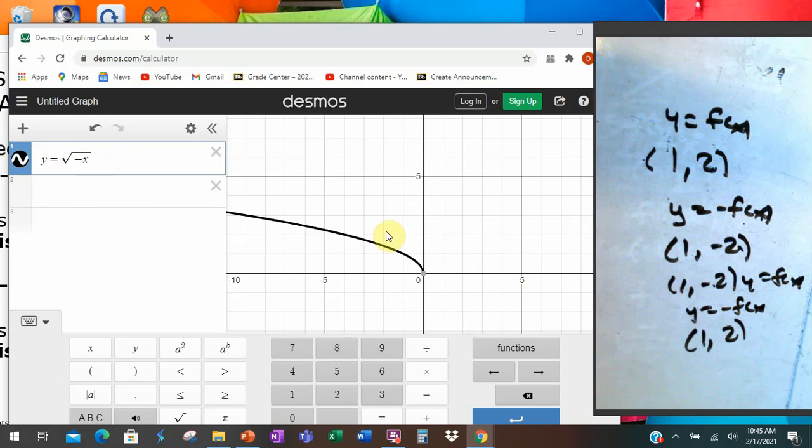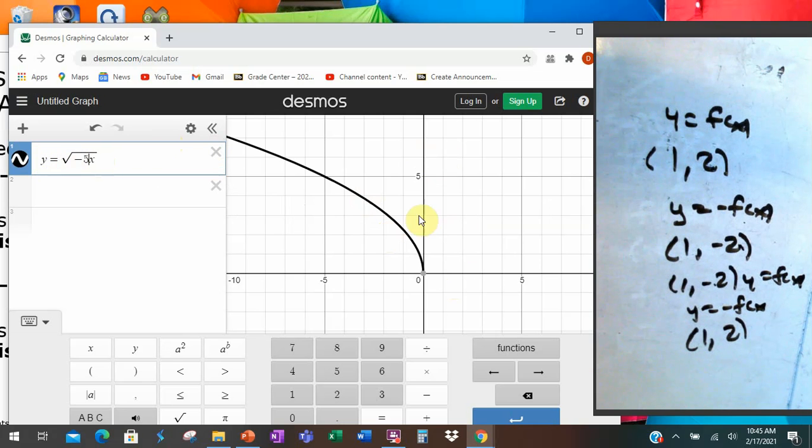If I did the square root of -2x, sharper, or -5x, I'm squeezing this thing in, but I'm flipping it around x equal to 0, the y-axis. This again was positive, and that's what that would look like. A negative inside flips it around the y-axis. Okay, I'm going to pause right there. I think that's good for this time.